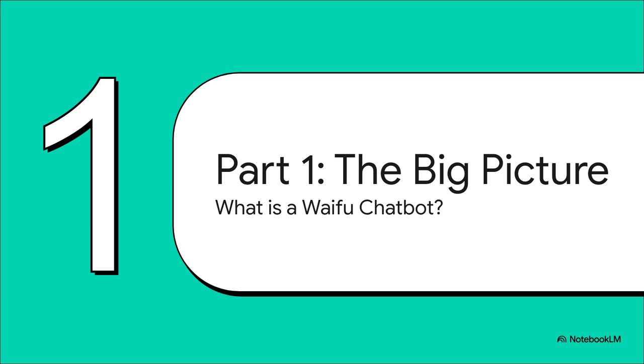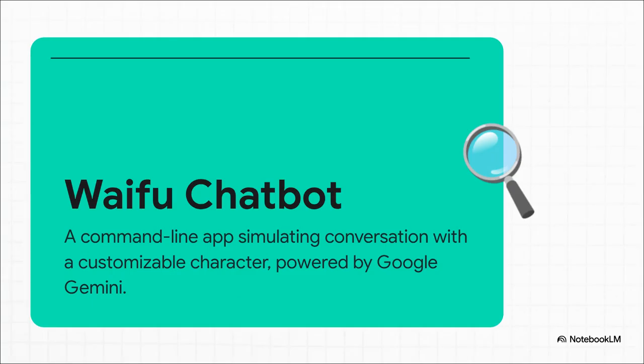Before we get into any of the code, what exactly are we even looking at here? So at its core, this project is a command line app. That means instead of clicking on fancy buttons, you're interacting with it in a simple text window. Think of it like an old-school chat room. You type something, and it types back, creating this simulated conversation with a character whose personality you get to choose. And it's all powered by Google's Gemini AI.